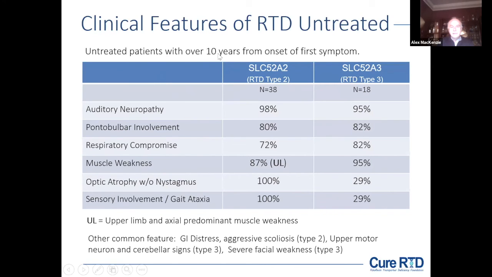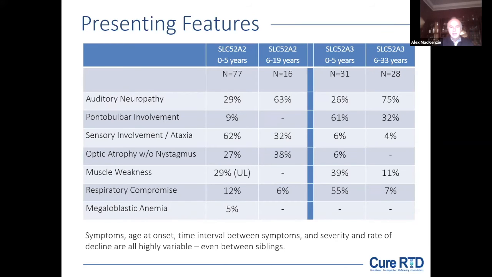And so basically, when you look at the clinical features, auditory neuropathy is present in both type 1 and type 3. We've got pontobulbar involvement in both, respiratory compromise in both, muscle weakness, optic atrophy in 2 more than 3, and more gait ataxia and sensory involvement in the 2 versus the 3. They have other problems such as GI distress, dysmotility, and scoliosis.